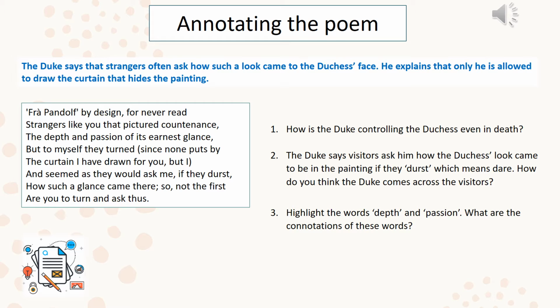Number 2, the Duke says visitors ask him how the Duchess's look came to be in the painting if they durst, which means to dare. How do you think the Duke came across the visitors? Do you think he has invited these people into his home? What do you think he has done? Okay, highlight the words depth and passion. What are the connotations of these words?